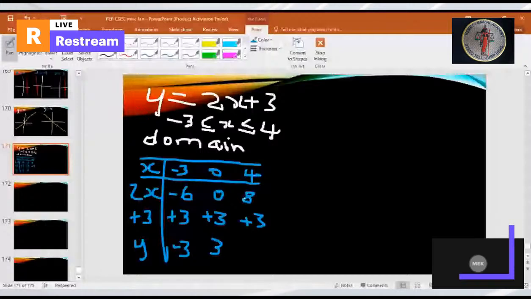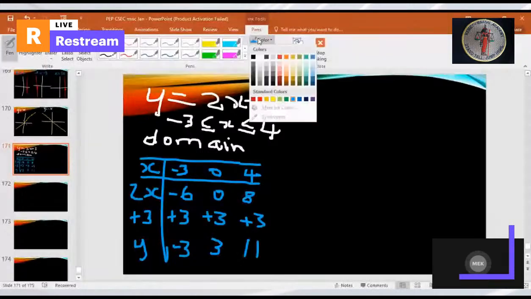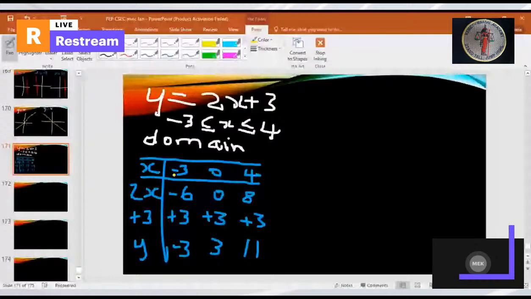So these are our pairs of values that we're going to plot. The x value is -3, the y value is also -3. So that's -3, -3.